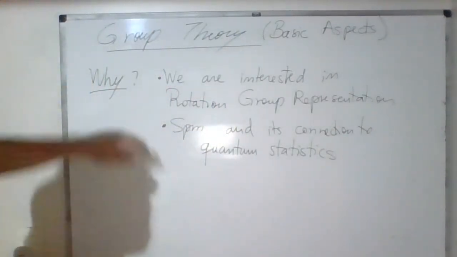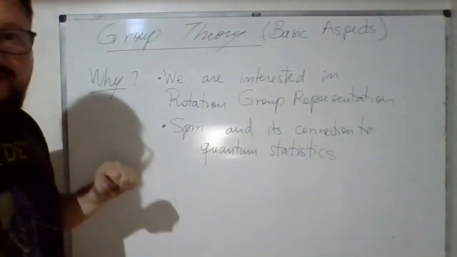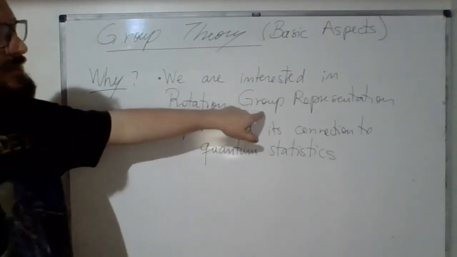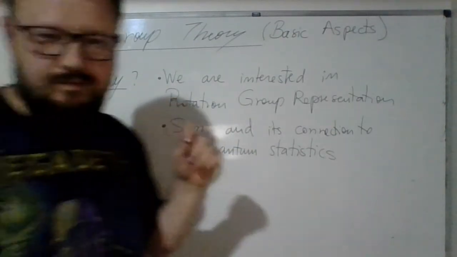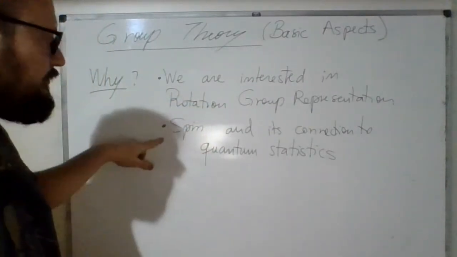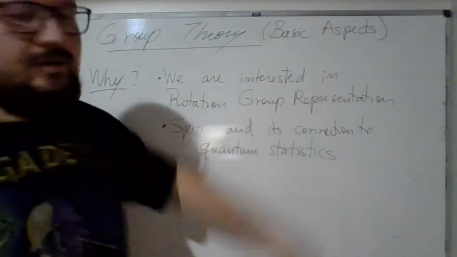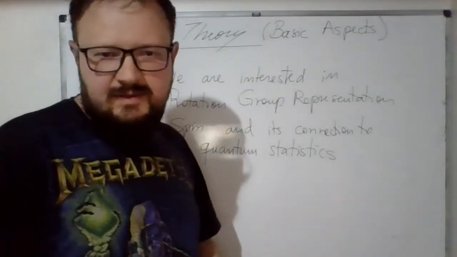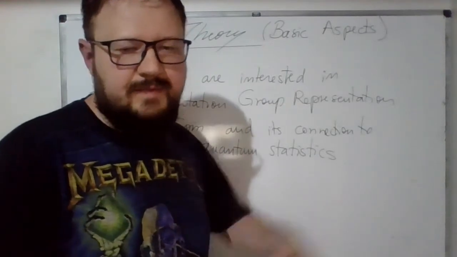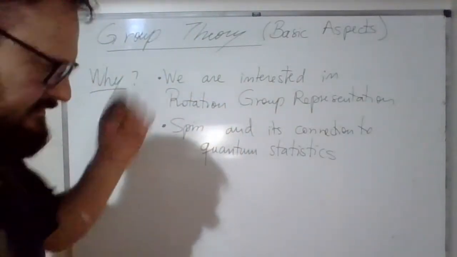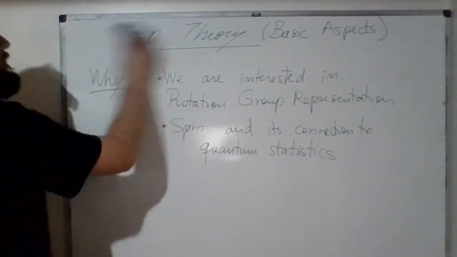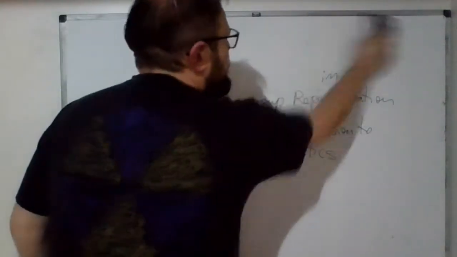mechanics. But in this case, why are we presenting group theory? Because we are interested in representations of rotations by some special groups and the spin in connection with quantum statistics. All right, but to understand the main aspects, you need to have a little bit of knowledge of group theory. So what is a group? What is a group?